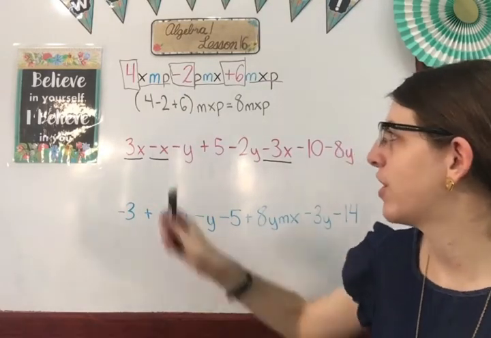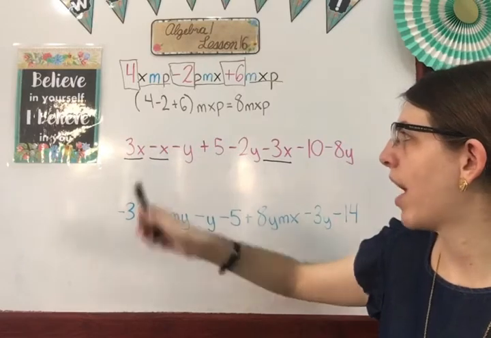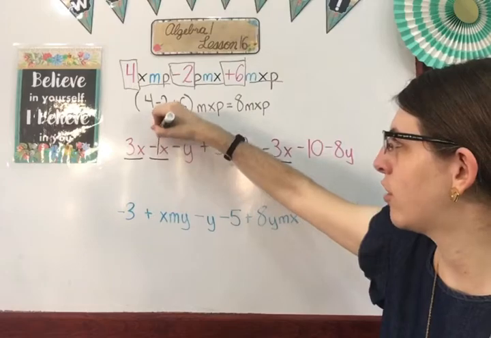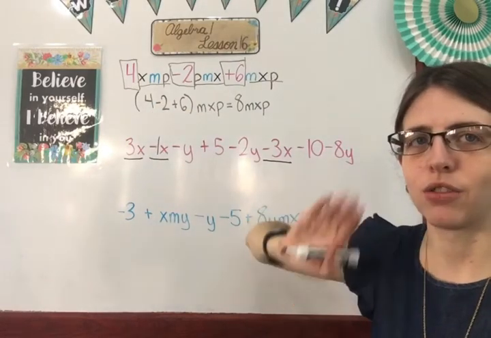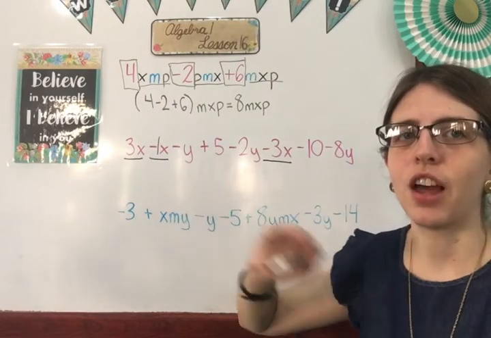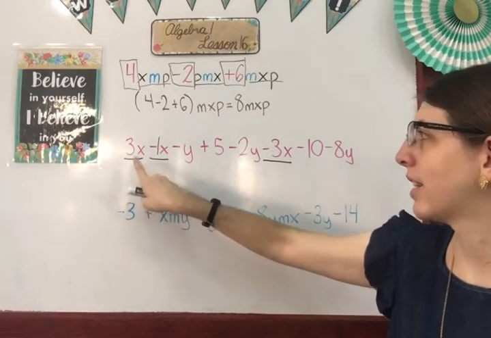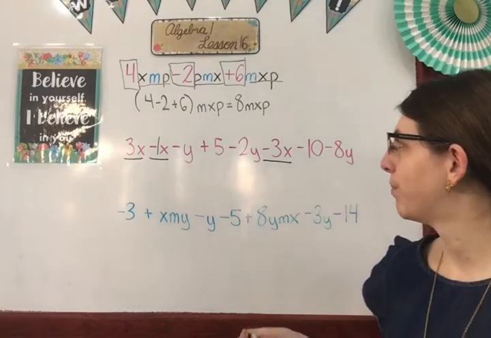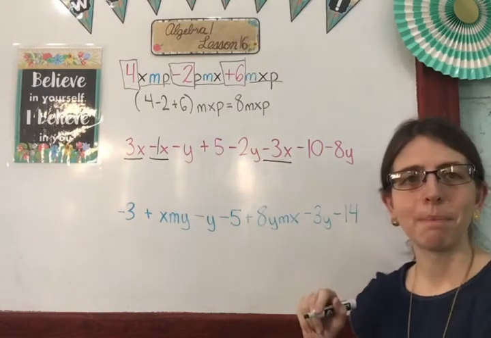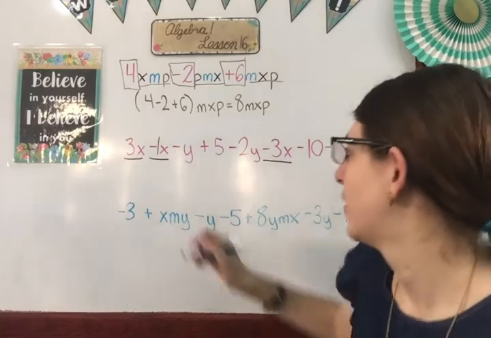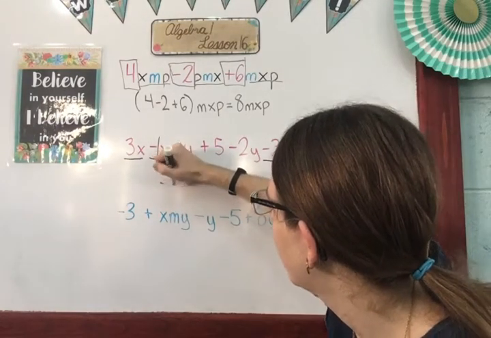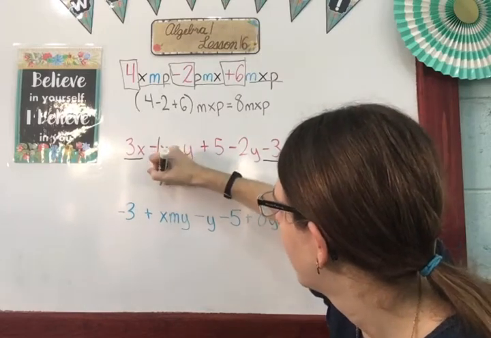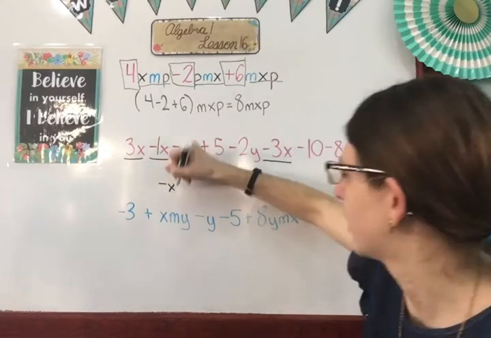No x. No x. So there are all of my like terms for x. Now I combine my coefficients. 3 minus 1. When there's no number right in front of a letter, remember that's just an understood 1. If there's no number in front of a letter, there's an understood 1. So this is 3x. So 3 minus 1 is 2. 2 minus 3? Negative 1. So this ends up being negative x.